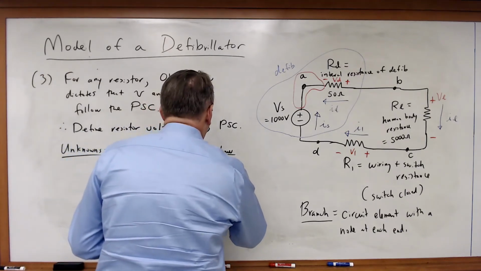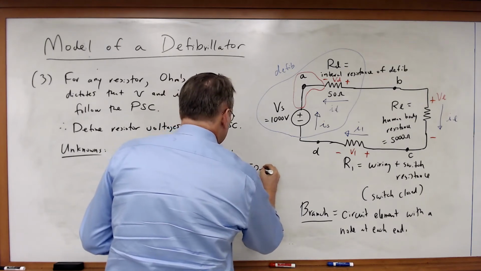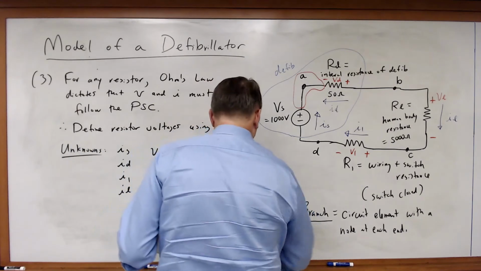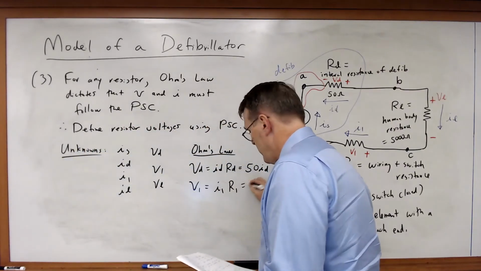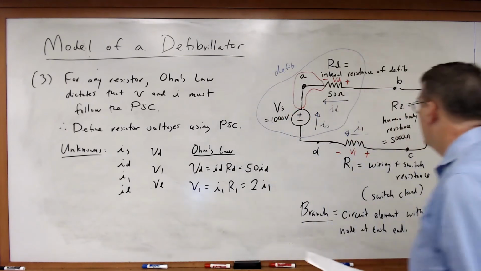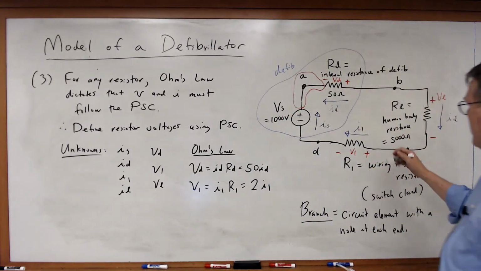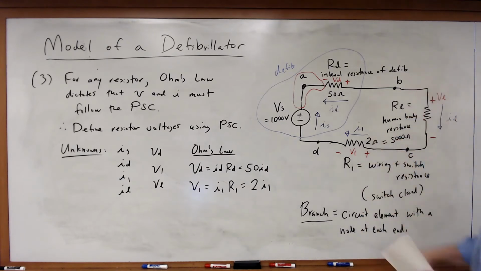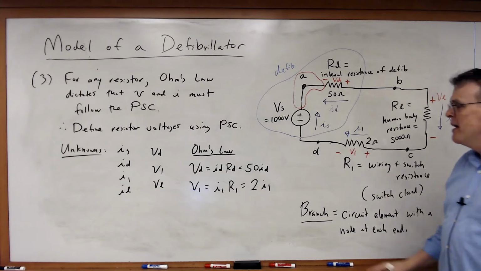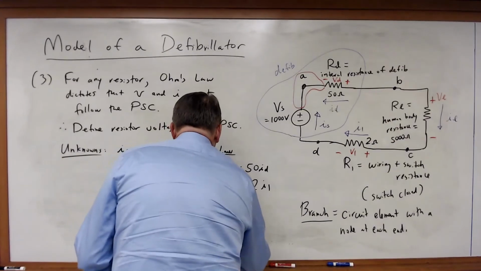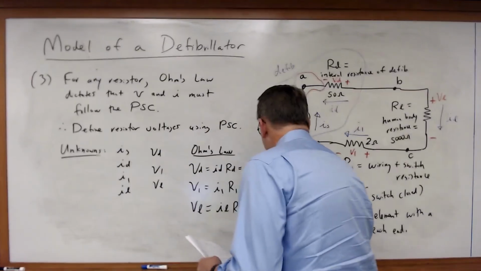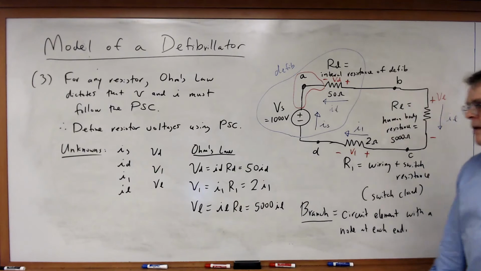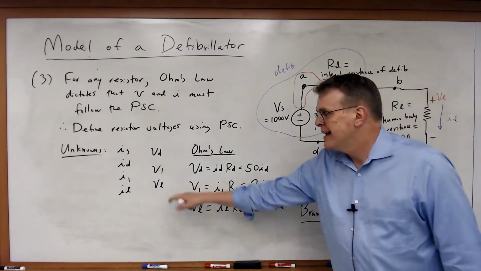VD is equal to ID times RD is equal to 50 ID. And V1 is equal to I1 times R1 is equal to 2I1. And I just realized I never gave a value for R1. R1 is 2 ohms. There we go. Just to clarify that, I forgot to put that in before. So this is 5,000 ohms. That's 50. That's 2 ohms. There we go. And then VL is equal to IL times RL, and that will be equal to 5,000 times IL. So I've got three equations, but I've got seven unknowns.